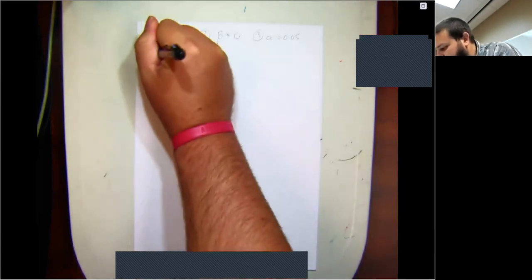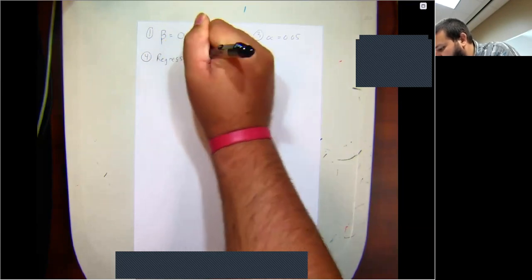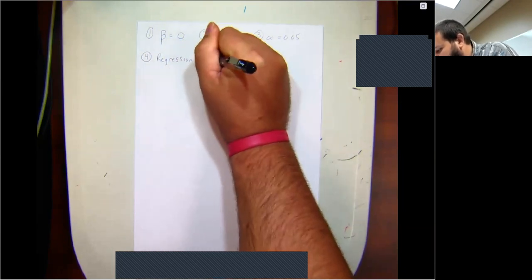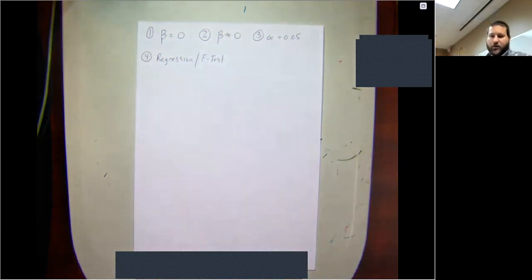Step 4, what kind of test is it? Well, it's changed on us now from correlation and others. It's now a regression test. And this, like ANOVA, is an F-test. So it's regression slash F-test. And then 5, the assumptions.